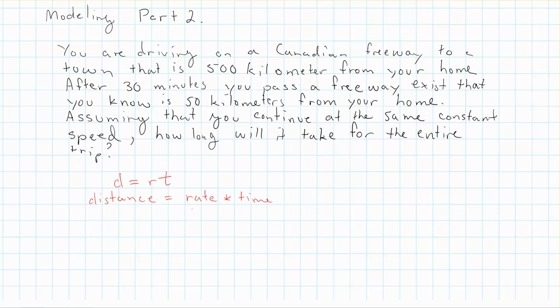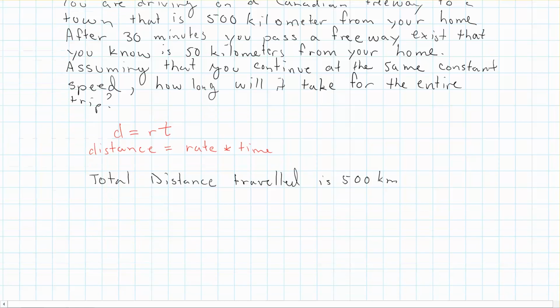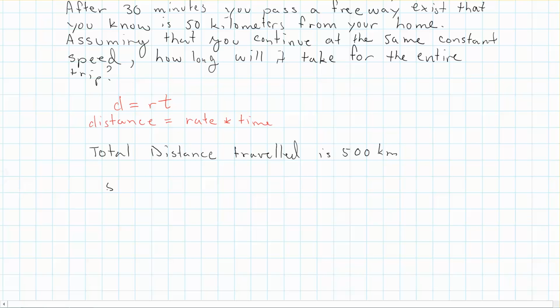Alright, so let's look at what we have here. We know that the total distance traveled is 500 kilometers, and that's just given in the problem. So I know that 500 kilometers is equal to my rate times my time. Of course, I want to figure out what time is. That's what the problem's asking me for: how long will it take? So I want to solve for t.